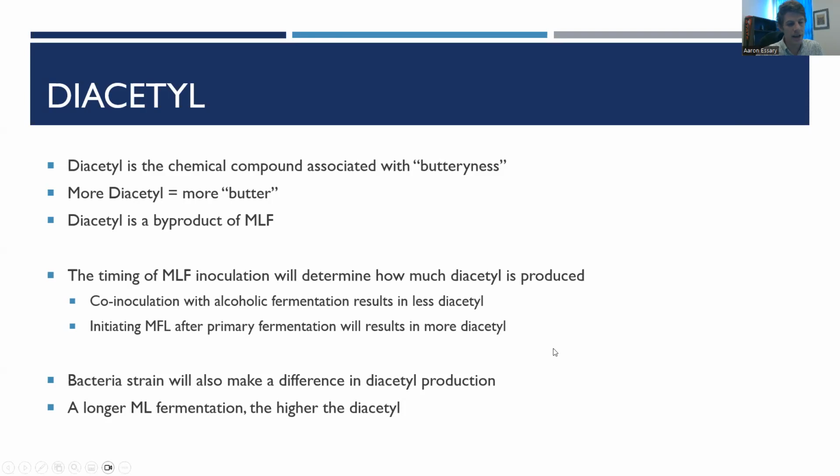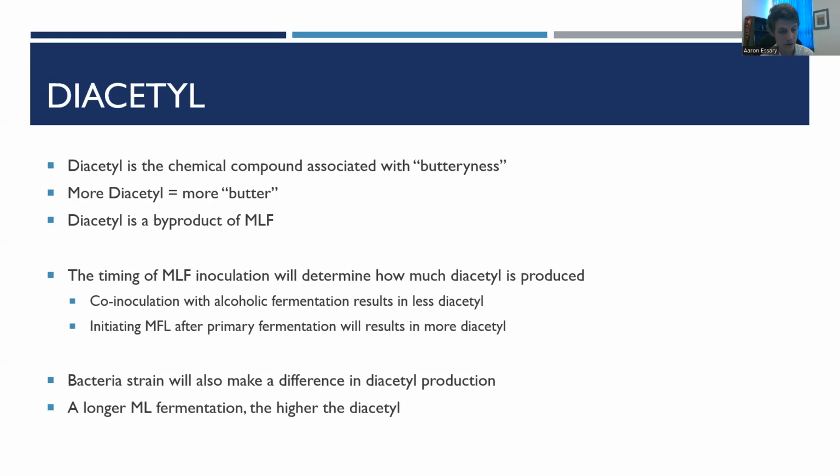So the timing of malolactic inoculation will determine how much diacetyl is actually produced, as well as bacteria strains and things like that. But if you co-inoculate, so I'm sure we're all familiar with alcoholic fermentation. That's the conversion of sugar into alcohol. If you co-inoculate for malolactic fermentation with alcohol fermentation, you'll get less diacetyl. Just the way the microbes interact with one another, the way things churn inside a tank. So initiating MLF after primary fermentation usually results in more diacetyl.